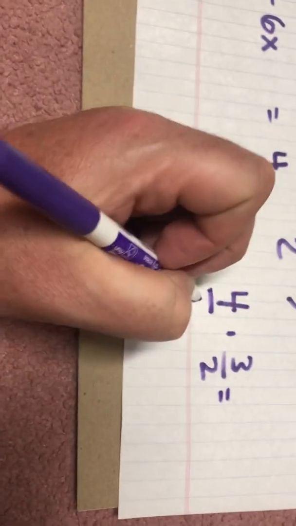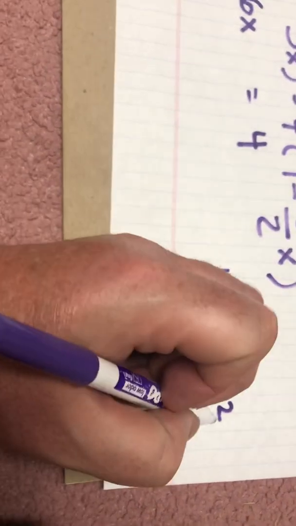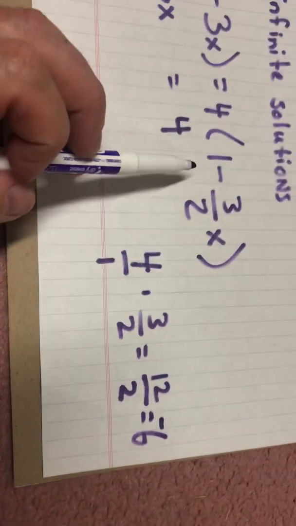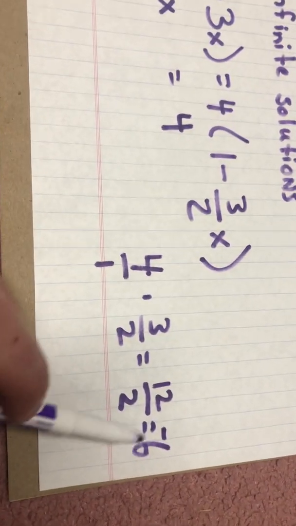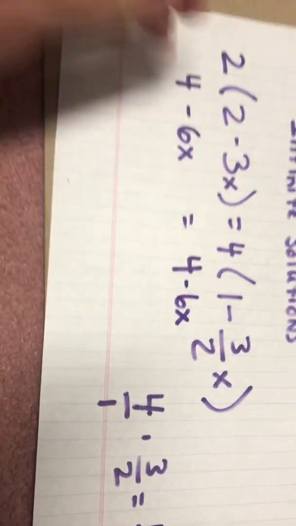So it's going to be 4 over 1 times 3 over 2. 4 times 3 is 12, 1 times 2 is 2, and 12 divided by 2 is 6. And of course, I want to remember that it's a negative 3 over 2, which means my answer is a negative 6. So I end up with 4 minus 6x.